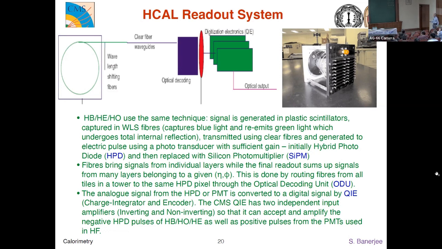The fibers coming out from the individual layers come to something called the optical decoding unit, where they are grouped together. For example, if you want to combine the 17 layers, all of them are grouped together, and then you have one such bundle going to a given HPD pixel.